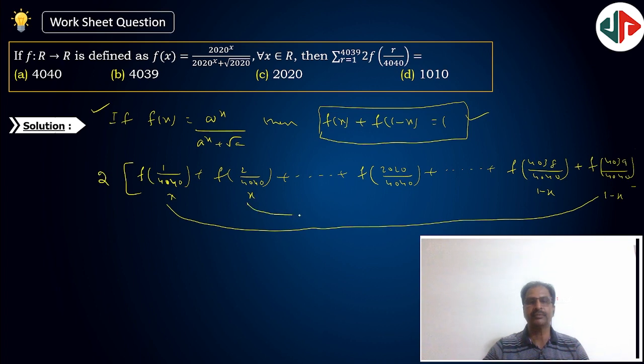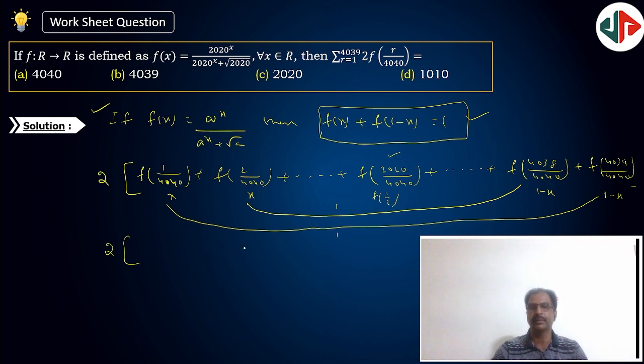Next, second term from the beginning and second term from the end, that is also 1. But the middle number will be 2020 by 4040, which means it is f of 1 by 2. Okay. So how many terms are there in total? 4039. Out of 4039 terms, remove this term. So 4038 terms will be there.